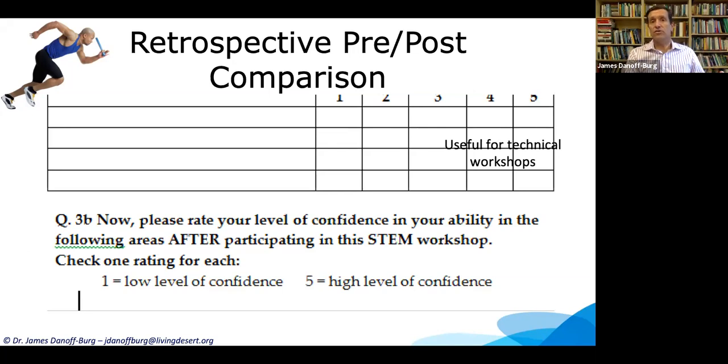So you weren't able to do a pre-test, but you could do a retrospective pre-post. So you do the thing at the celebration, whatever it is, and then you ask people relative to before, how comfortable are you? Are you more or less comfortable? Are you much more? Are you less? Are you much less? Are you about the same?